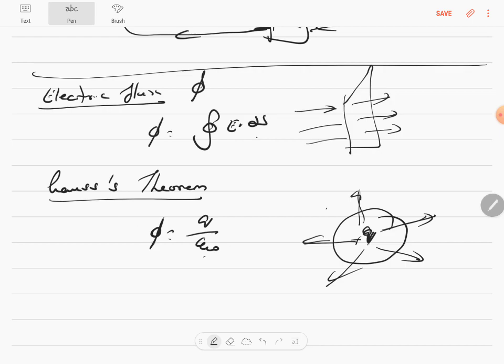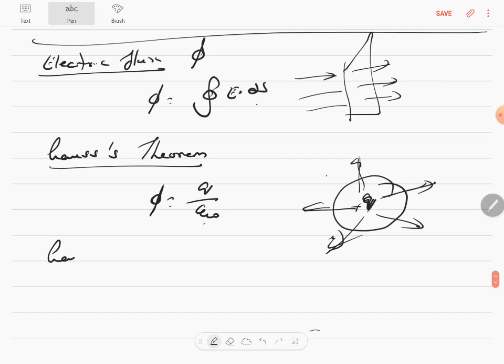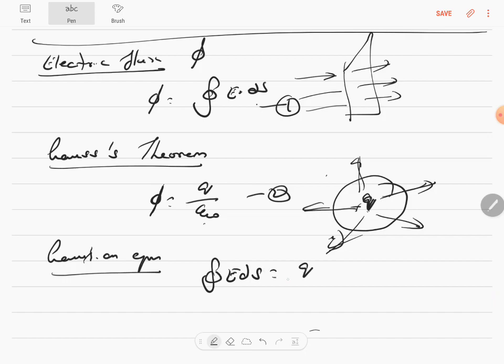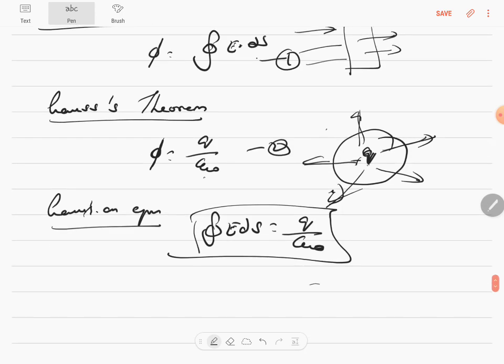So according to Gauss theorem, flux is 1 by epsilon naught times the enclosed charge. That's the way you are going to define it. That completes it. What will be Gauss's equation? You have to equate both of these. This is equation 1, this is equation 2, and both of them are flux. Hence the integration of E dot ds over a closed surface can also be written as Q by epsilon naught, and this is Gauss's equation. Hope you're clear.